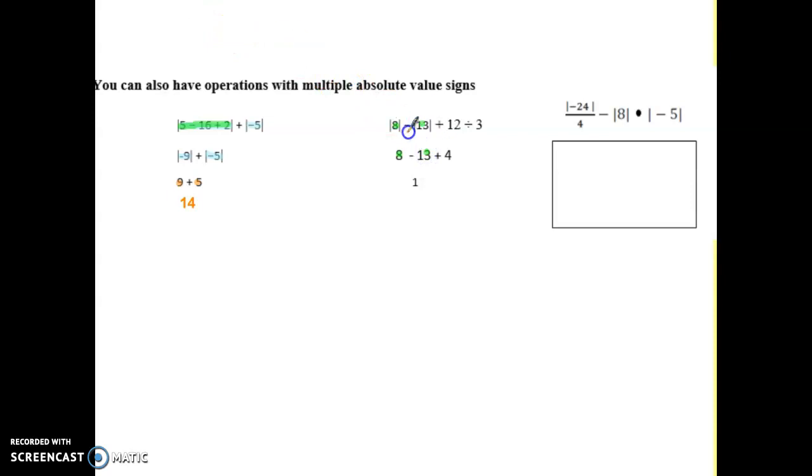I put this here to show you how those 2 symbols were being subtracted from each other. Absolute value of 8 minus absolute value of 13. When you remove the symbol, it still is a subtraction as far as an operation in between. Then on the back end, there was a division portion of my problem. 12 divided by 3, which is 4. Then you're down to a simple math statement, following order of operations left to right, subtraction and addition. 8 minus 13 plus 4 gives you the final answer of 1.